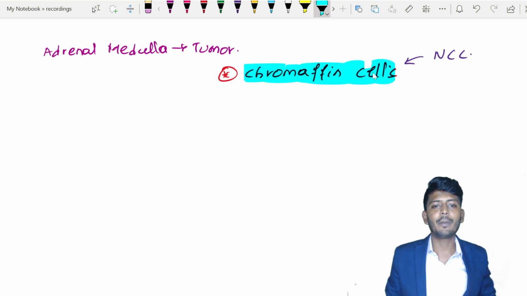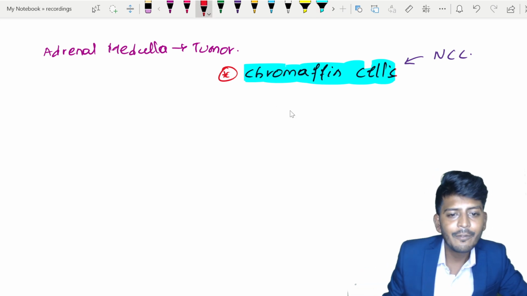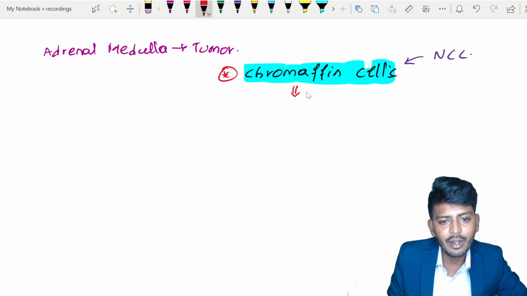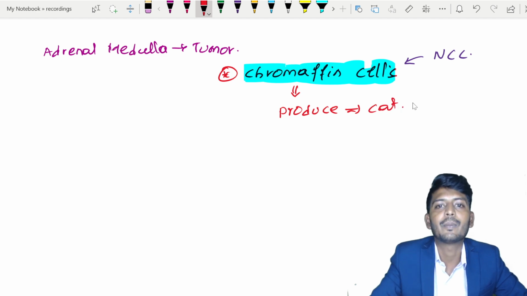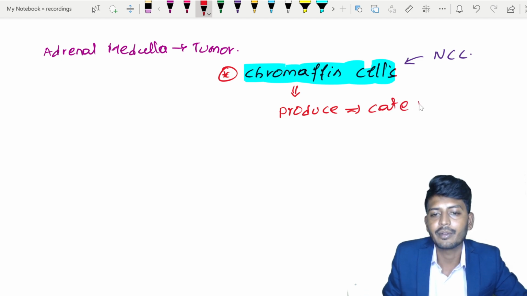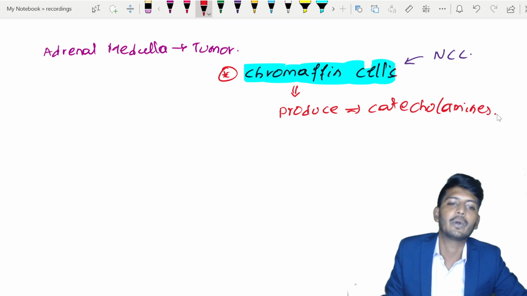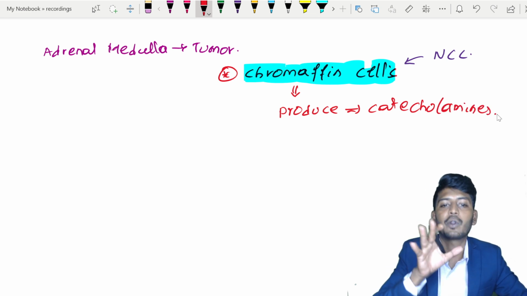Now chromaffin cells, what are they responsible for? Normally, in a physiological condition, they produce most importantly catecholamines. So catecholamines are produced from which cells? Very good, neural crest cells, that is, chromaffin cells.